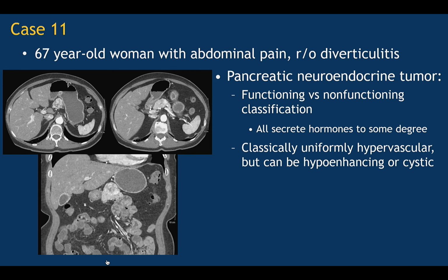The classic teaching is that these are uniformly hypervascular tumors, but we know that's not always the case. Especially the larger the tumor, the more heterogeneous they tend to be. It's important to note, though, that sometimes these tumors may present at initial imaging as either a hypoenhancing or a cystic mass. Our case turned out to be a well-differentiated pancreatic neuroendocrine tumor.